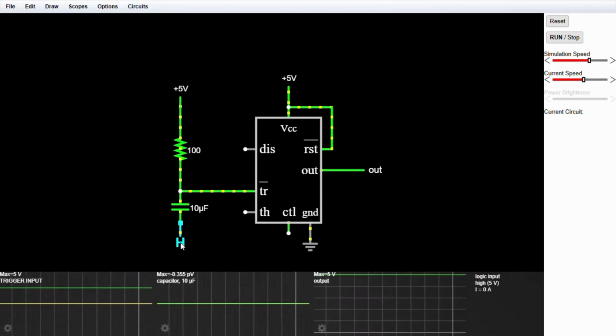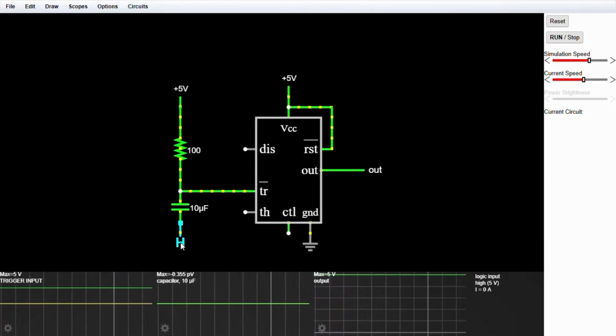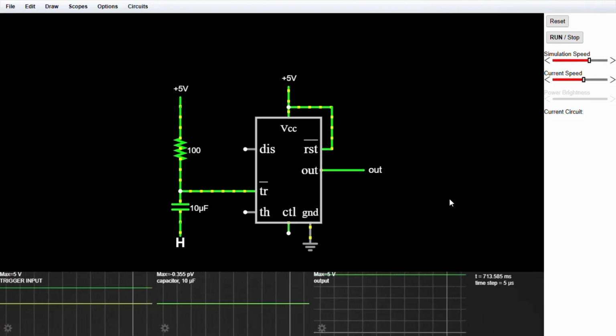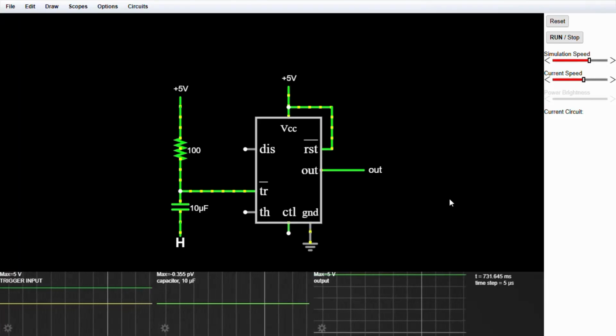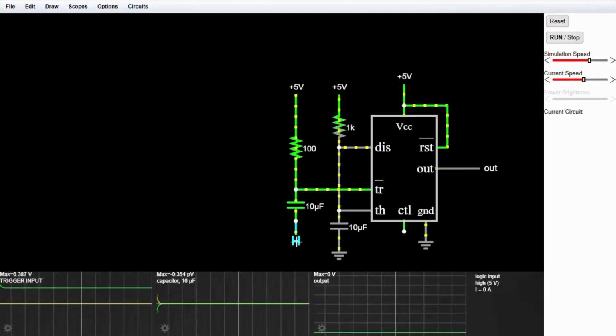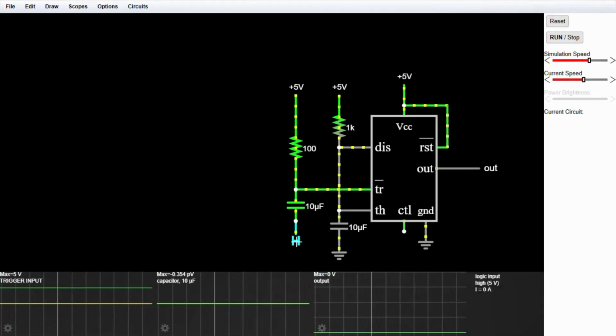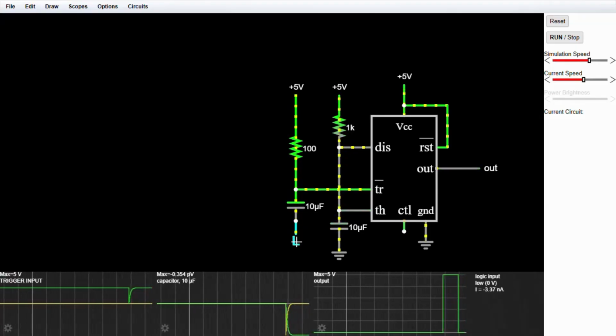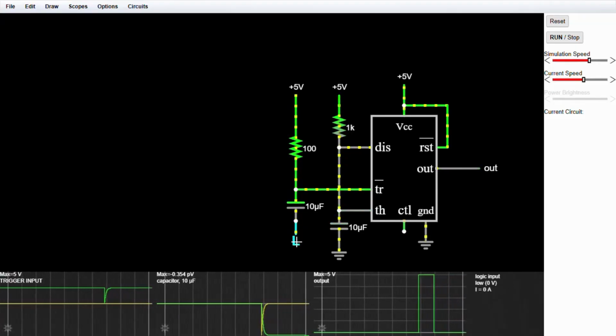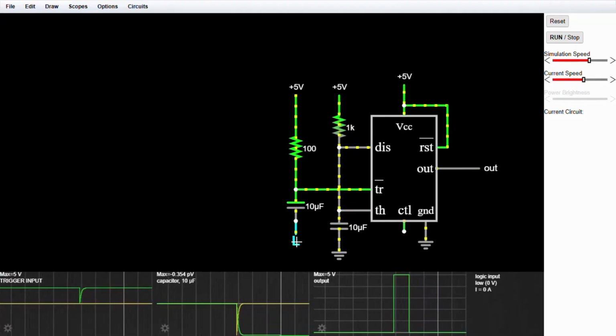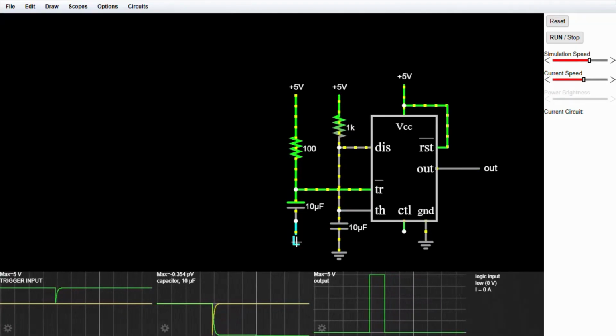So now we provide supply to threshold pin so that output comes back to 0 state, stable state. Now if we switch high to low, then below on the scope we can see that output goes high for a moment and then comes back to 0 state, stable state.